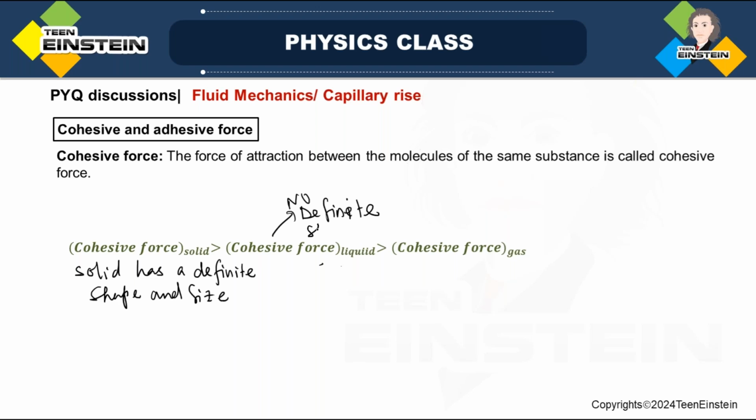Okay, definite shape. So that's why liquid has comparatively less cohesive force, but gas has no shape, no size, or no fixed volume. So that's why gas molecules have the least cohesive force, according to the strength.